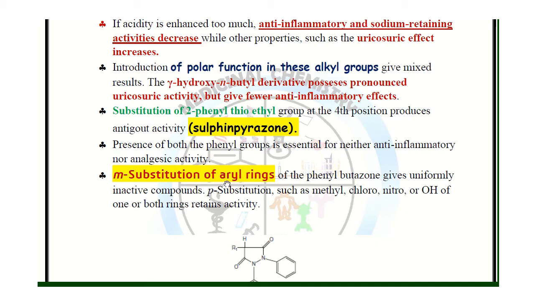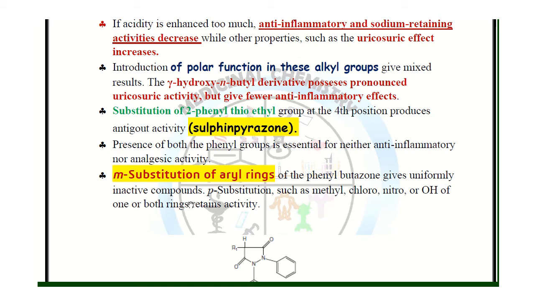Presence of both phenyl rings is essential for their activity, but the activity varies only because of the 4th position side chain. Clear? So this position is very much important rather than the side chain.